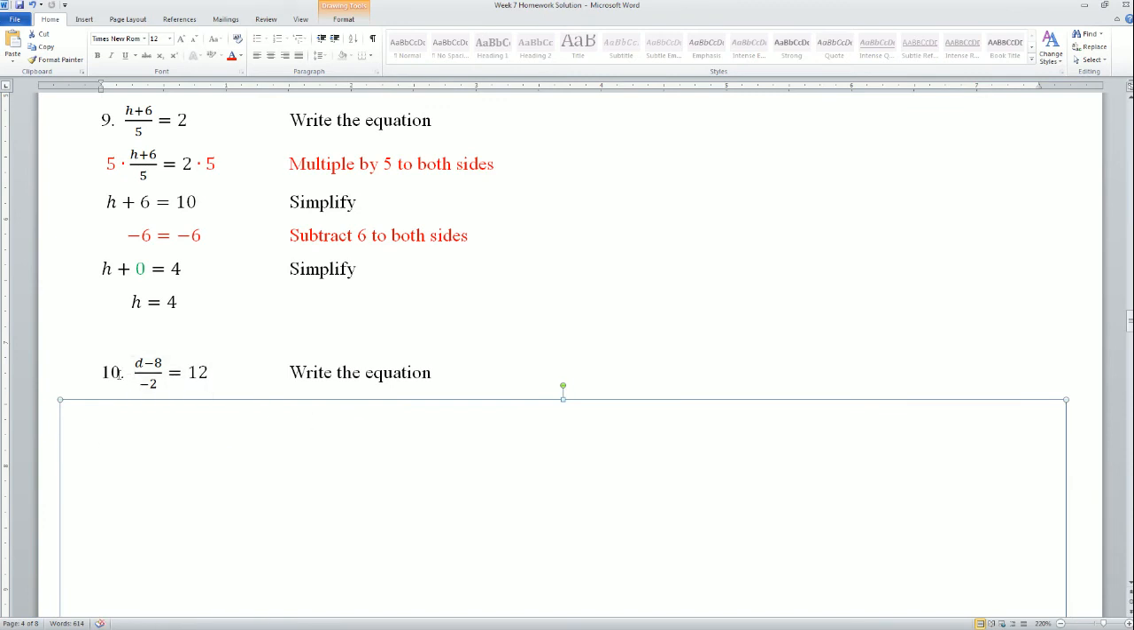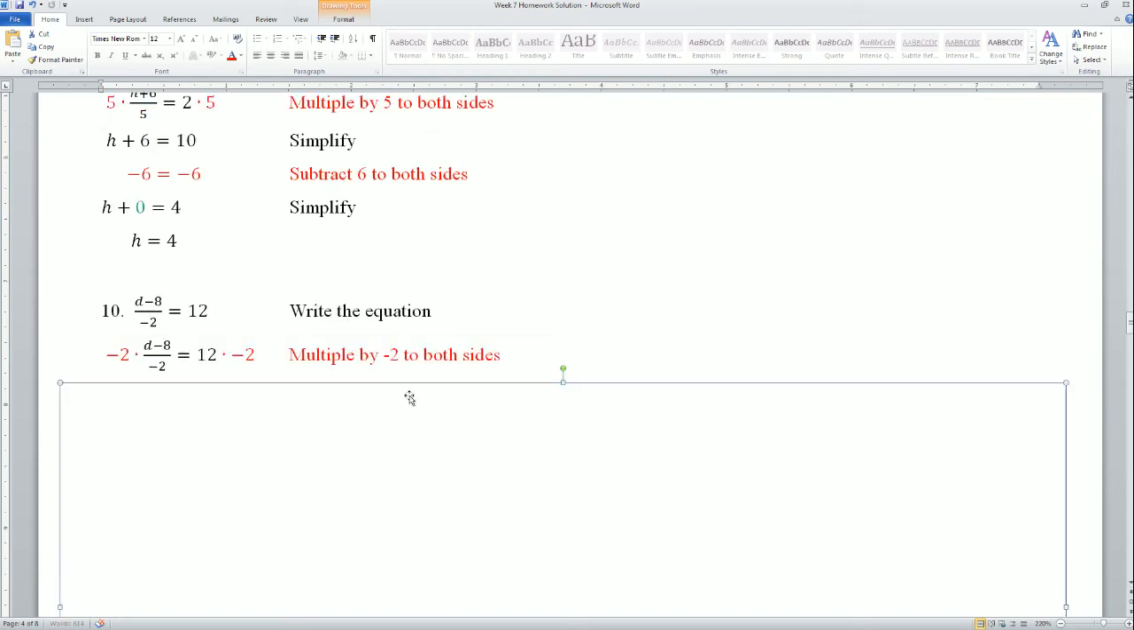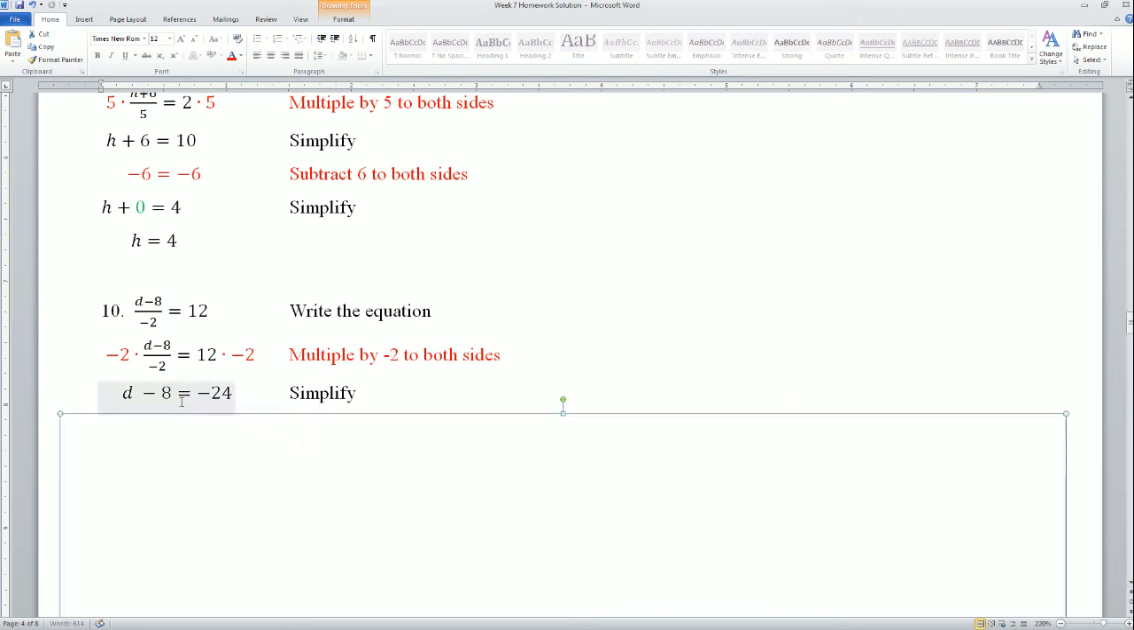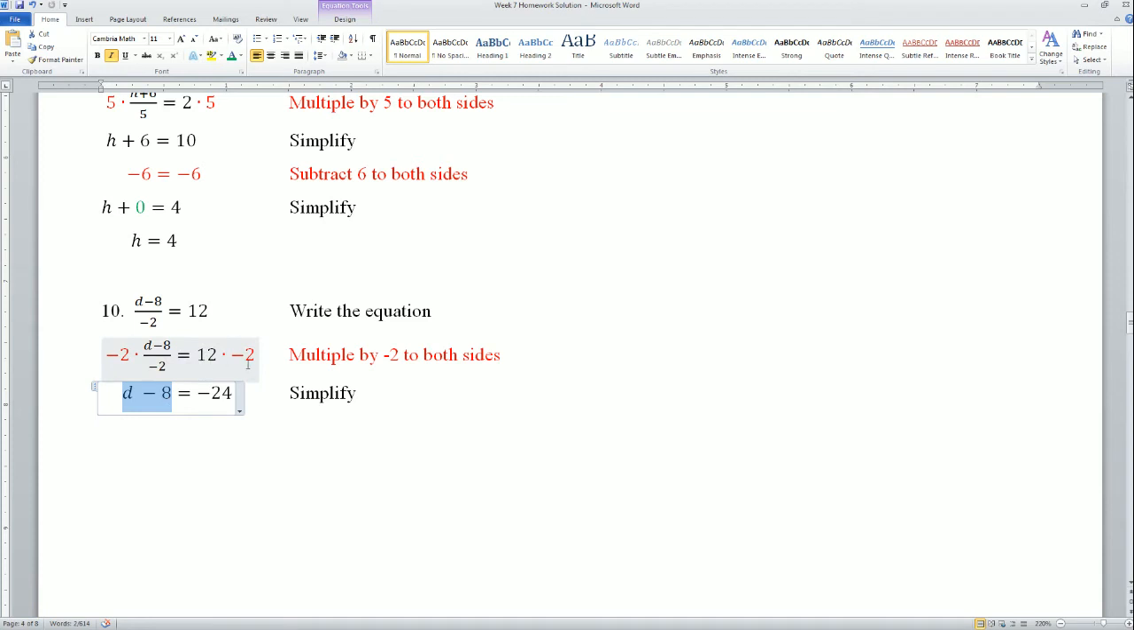Next, we have 10. d minus 8 over -2 equals 12. The outwardmost thing is the divide by -2. How do I get rid of the divide by -2? Multiply by -2 to both sides. On my left hand side, I am left with just the top, which is d minus 8. On my right hand side, 12 times -2 is -24.